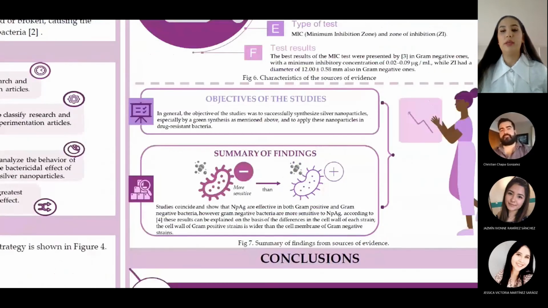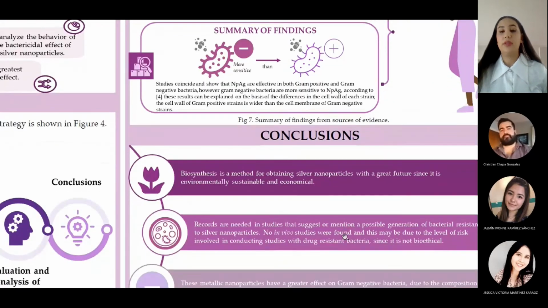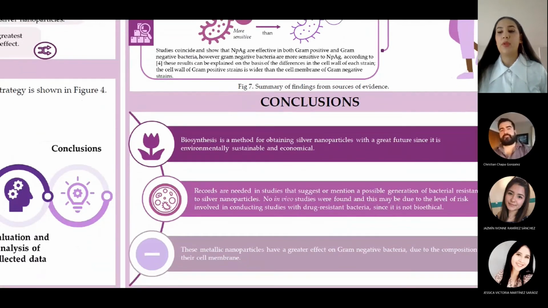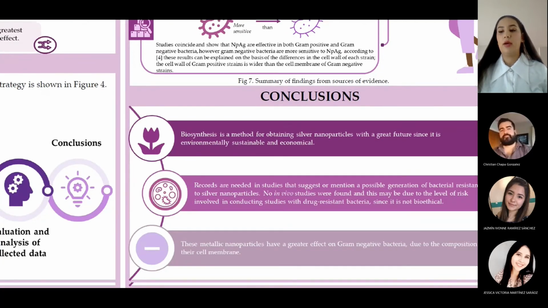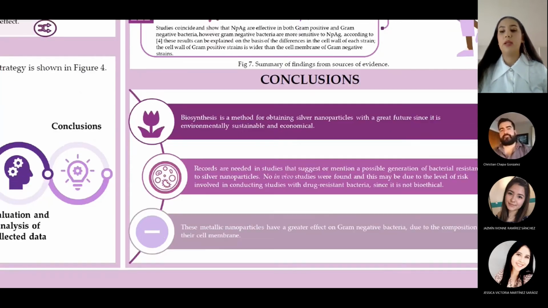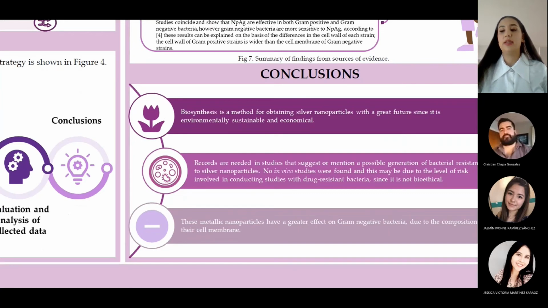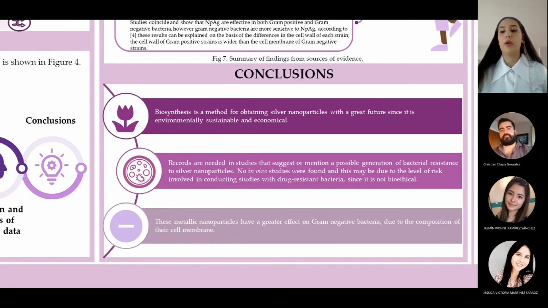And the conclusions of this systematic review are summarized here. Silver nanoparticles are a method with a great future, sustainable and more economical. Also, records are needed in studies that suggest or mention a possible generation of bacterial resistance to silver nanoparticles. And finally, the study also indicates that these metallic nanoparticles have a greater effect on gram-negative bacteria due to the composition.